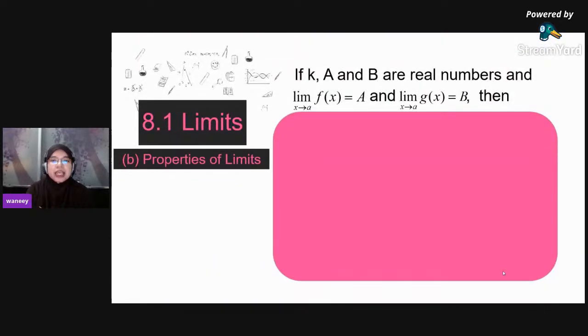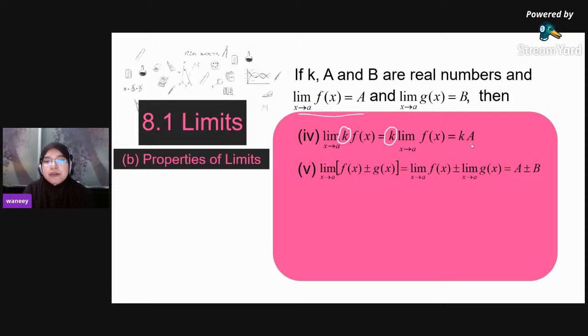Okay, so if k, a, and b are real numbers, and the limit as x approaches a of f(x) is equal to a, and the limit as x approaches a of g(x) is equal to b, then if we have the limit as x approaches a of k f(x), since k is simply a constant, we can factorize the k out and simply take the limit as x approaches a of f(x). And since I know the value is equal to a, that is how we get k times a.